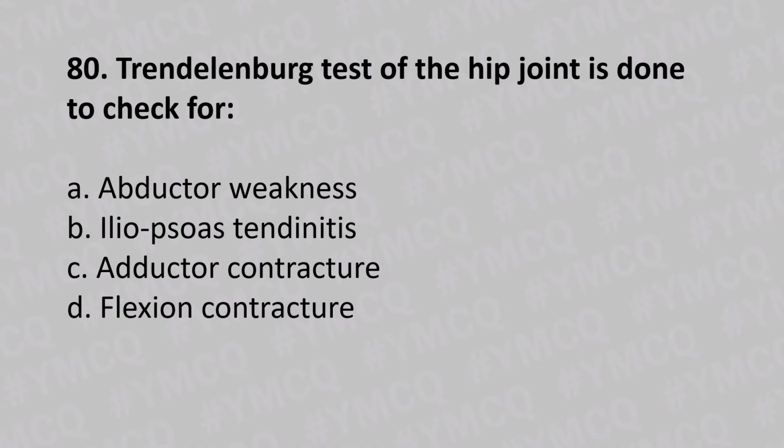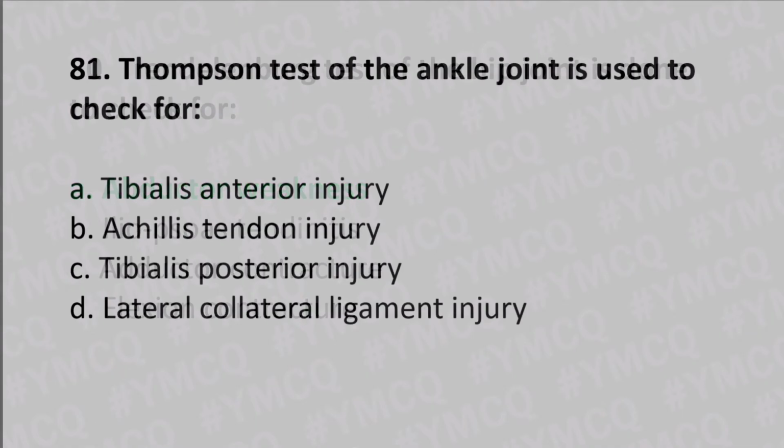Moving to our 80th question. Trendelenburg's test of hip joint is done to check for option A, abductor weakness. Option B, iliopsoas tendonitis. Option C, adductor contracture. Option D, flexion contracture. And the answer is option A, abductor weakness.